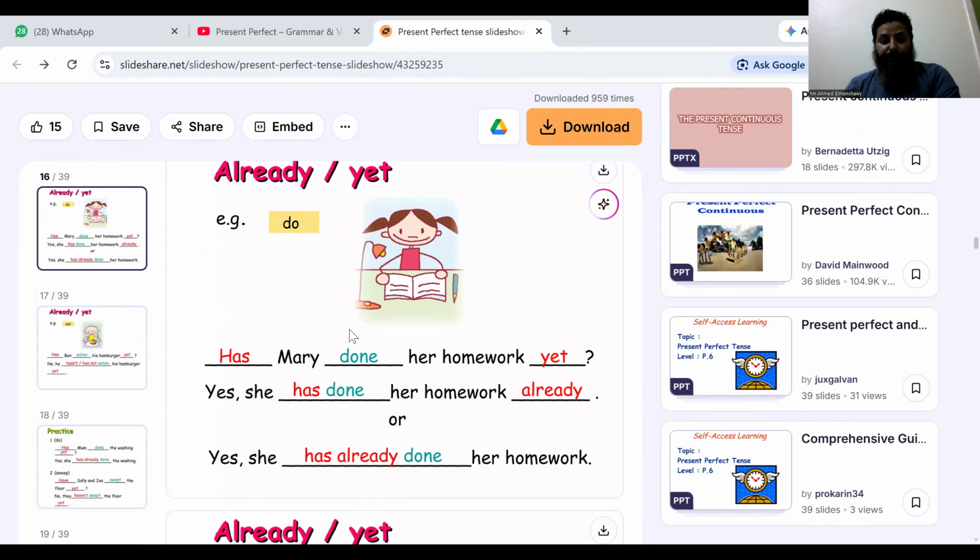Here, boys, we have some questions. Here, Mary is a singular subject, so we use has. Excellent. And the past participle of the verb do is done. So has Mary done her homework yet? So yet here has to be at the end of the sentence. Excellent boys and girls. Yes, she has done her homework already, or she has already done her homework.